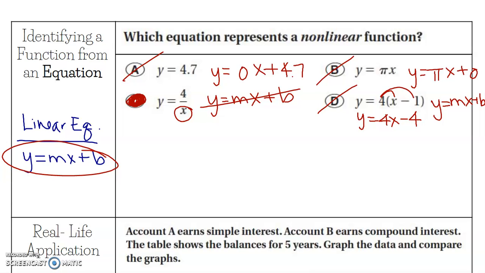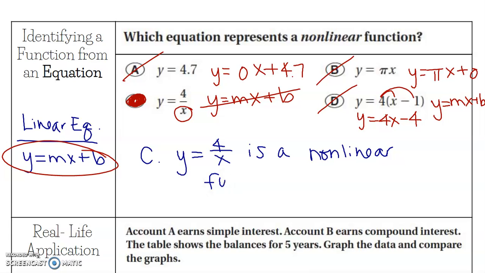So our answer to this question is C. Y equals 4 over x is nonlinear, or is a nonlinear function. And that is because it is not in the form y equals mx plus b.